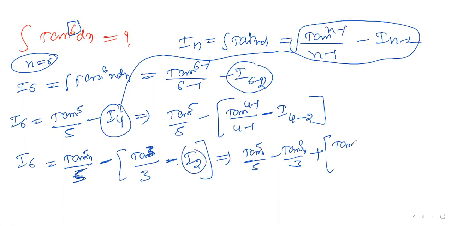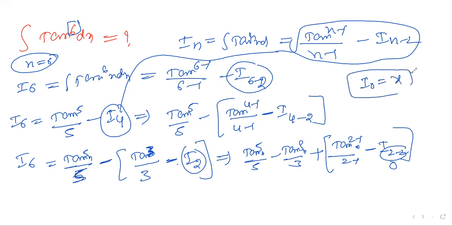So tan power 2 minus 1 x by 2 minus 1, minus I_2 minus 2, nothing but I_0. So the integration I_0 is nothing but x. Wherever I_0 is there, you can substitute x. I already told you this: the integration I_0 is nothing but the integration of dx, so this answer is x only.